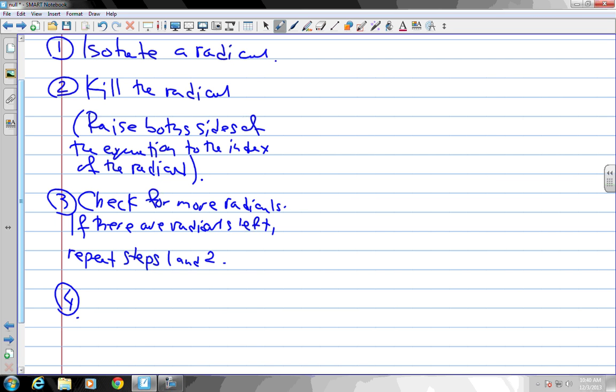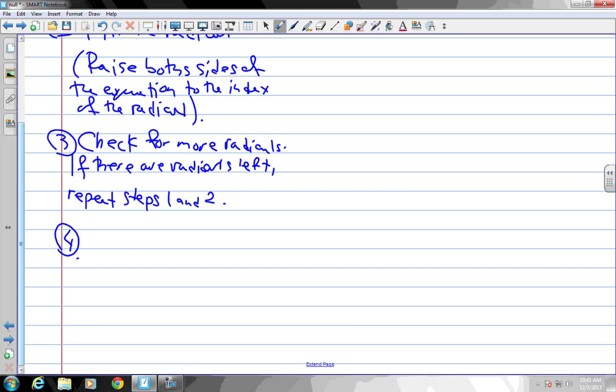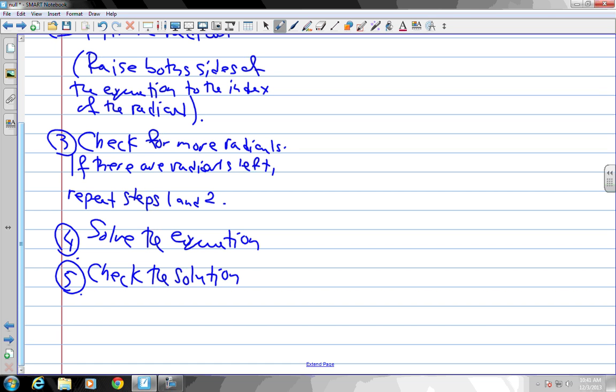So after you go through all that process, after you killed all the radicals, you're going to end up with some polynomial looking equation, no square roots. So just solve that equation, whatever you have left. And the fifth step would be to check your solutions, and you really have to do that, because sometimes you get extraneous solutions. So we're going to look for those, the ones that do not work in the original problem.